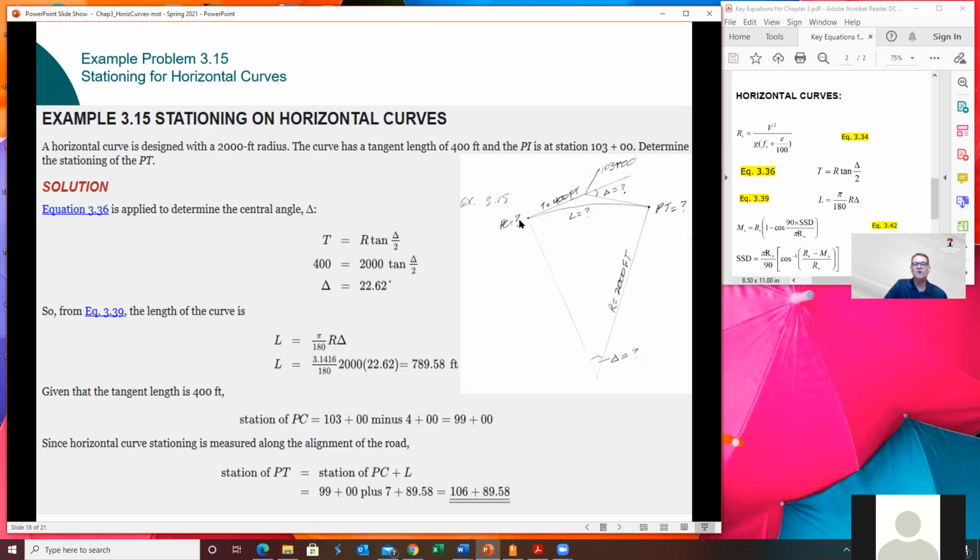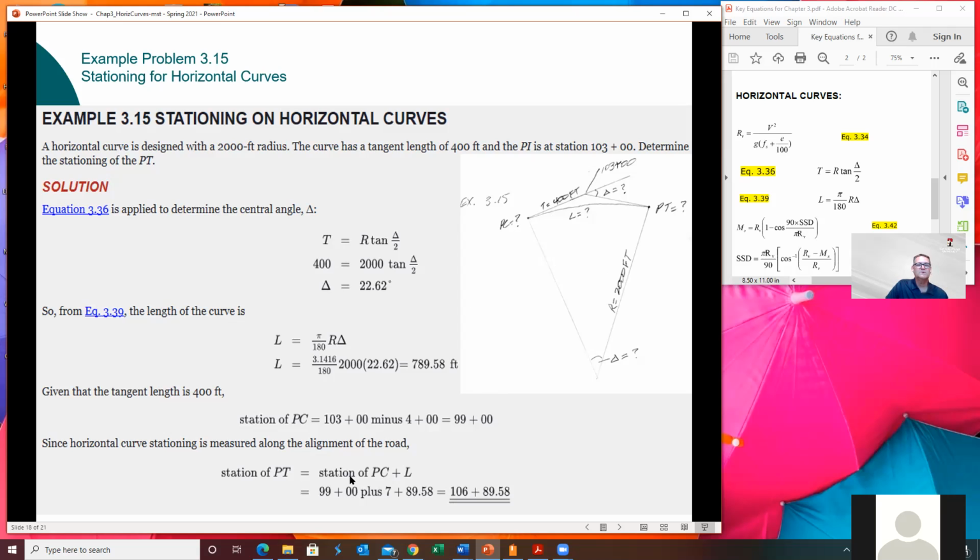But you don't know what the PC is. So how do you figure out the PC? Well, this is where you can use the tangent length, right? The 103 plus 00 minus 400 feet will get you the station of the PC. So that's 103 minus 4, which is basically 99 plus 00, the station of the PC.